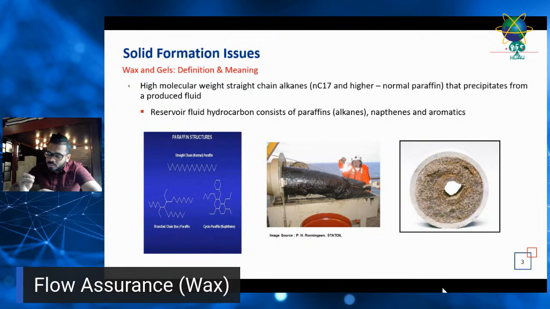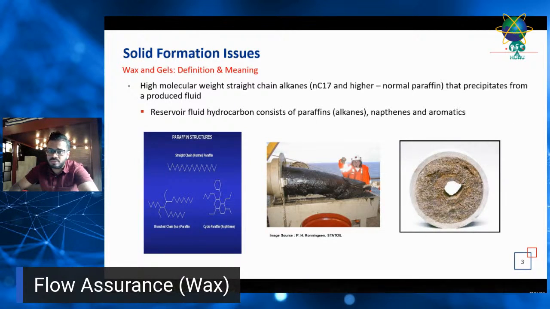So the component that actually contributes to the waxy nature of your crude is your N-paraffins, which are higher molecular weight straight chain alkanes, that is N17 and higher. They are known as normal paraffins, and they precipitate from your reservoir fluid when your fluid temperature reaches the wax appearance temperature.